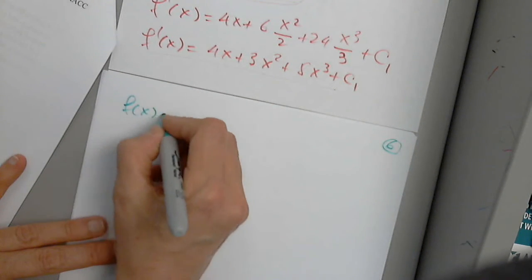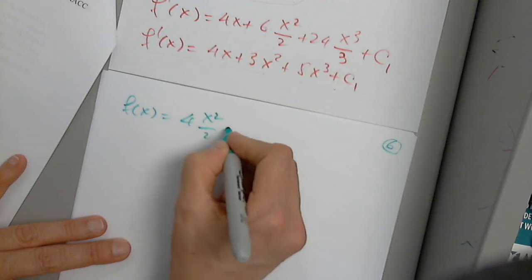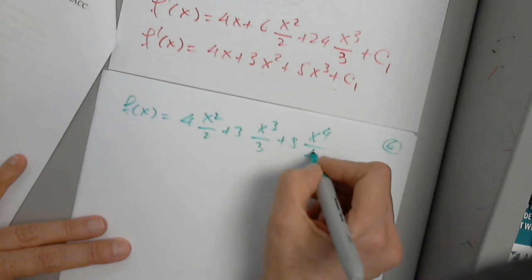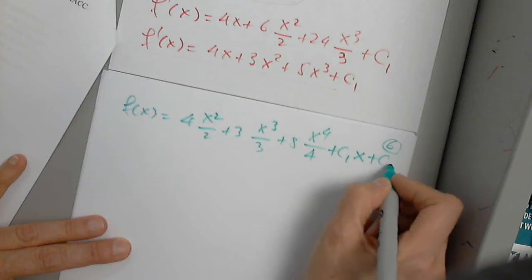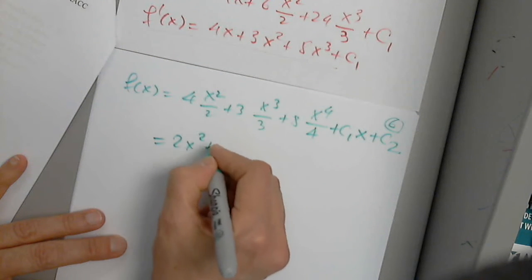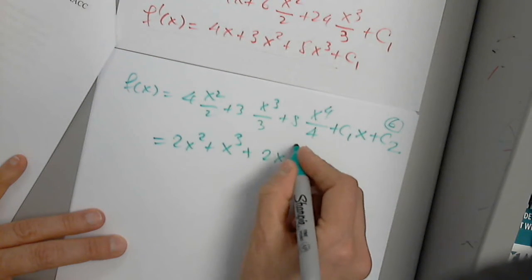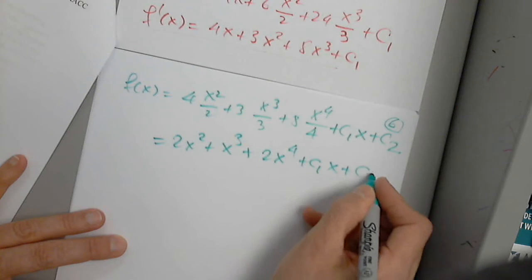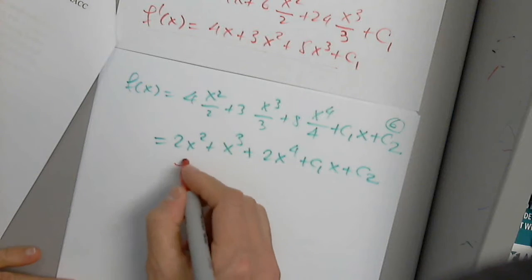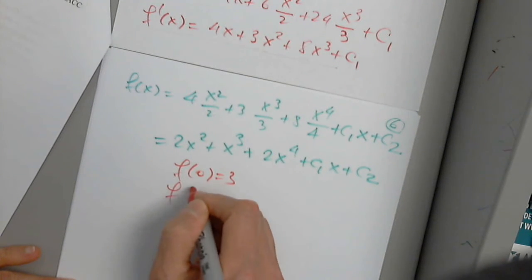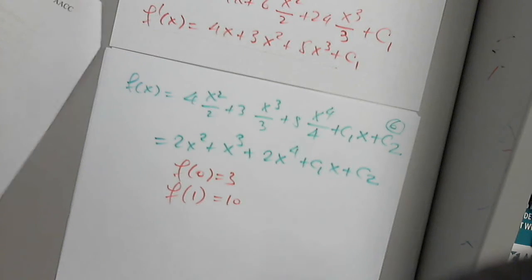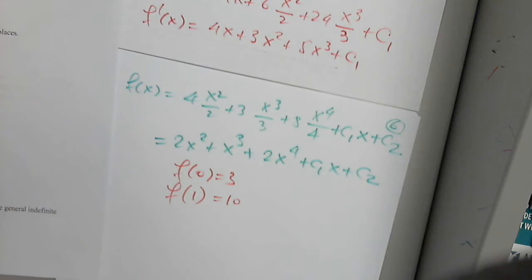So we have f of x, which is 4x squared over 2 plus 3x cubed over 3 plus 8x to the fourth over 4 plus c1x plus c2. Simplify next. 2x squared plus x cubed plus 2x to the fourth plus c1x plus c2. We are given two conditions, f of 0 is 3 and f of 1 is 10. They will help us determine c1 and c2.